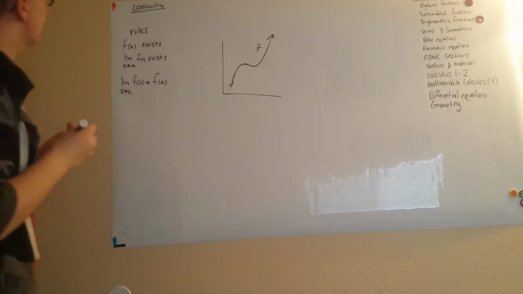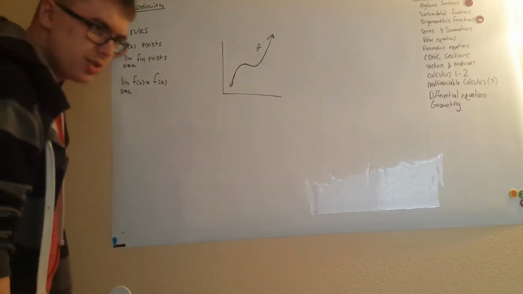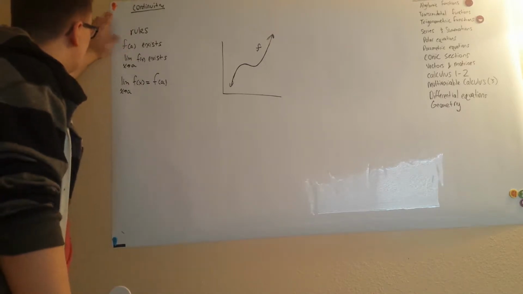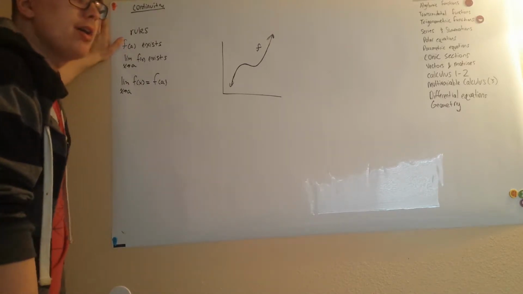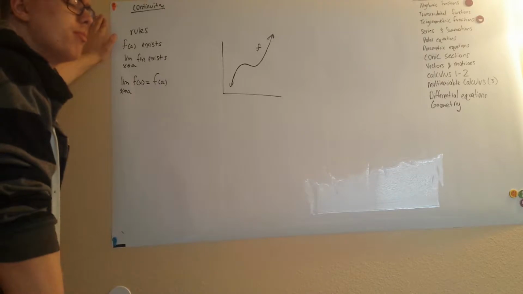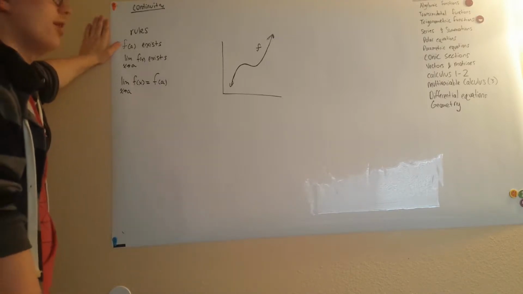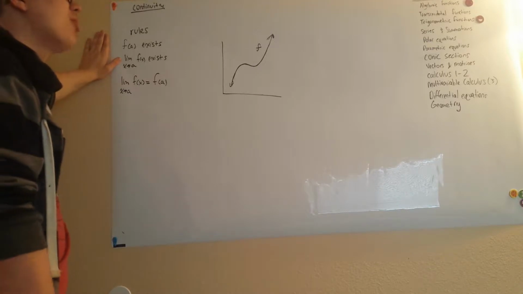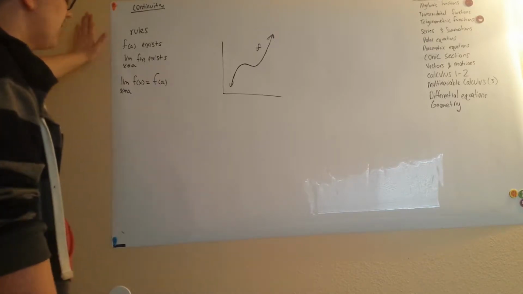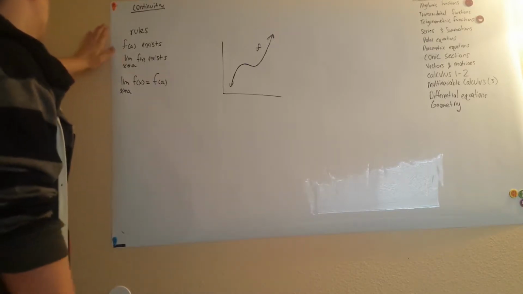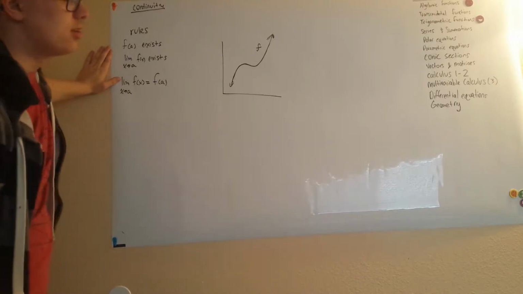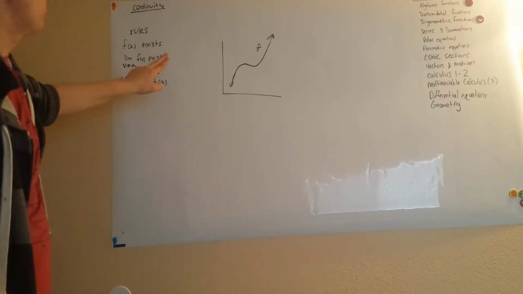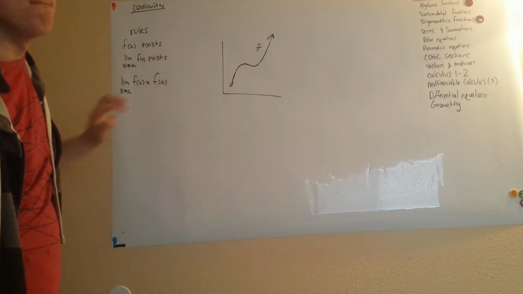Okay. If a function is continuous at a point, f of a, meaning that point is defined, exists. The limit as x approaches that x value exists. And the limit has to equal f of a.